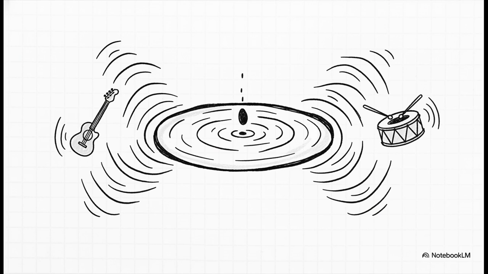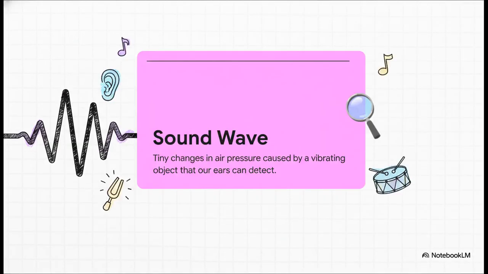So when a guitar string gets plucked or a drummer hits a cymbal, it wobbles. And that wobble pushes the air around it, creating these invisible waves. It's kind of wild to think about, but without air to carry those waves, you'd get nothing, just silence. And that's what a sound wave is, scientifically speaking. It's just these tiny, tiny changes in air pressure that our ears are built to pick up. They're like these little invisible messengers, zipping from the instrument right into your ear.